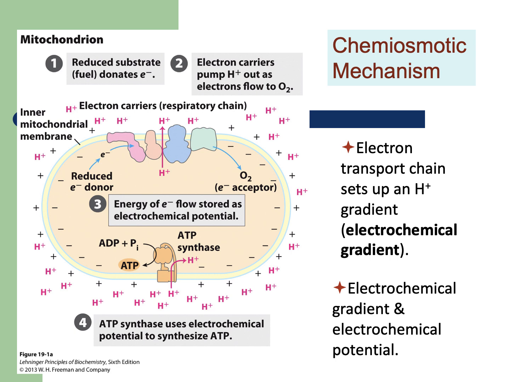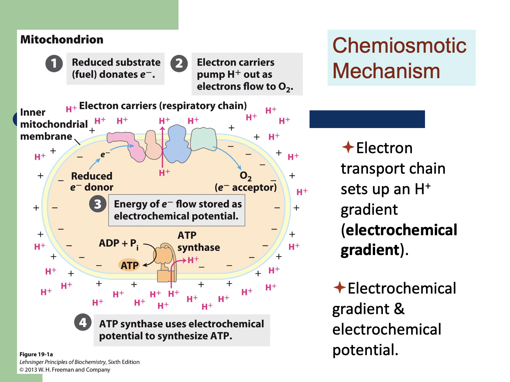The first 2 are related to the ETC, or the electron transport chain. So first off, the reduced substrate, or the fuel, NADH and FADH2, donate their electrons. The second step is that the electron carriers pump hydrogen protons out as electrons flow to the last electron acceptor, which is oxygen. And we went over that in part C of this lecture series. The third step is that energy of the electron flow is stored as electrochemical potential. So we have potential energy.